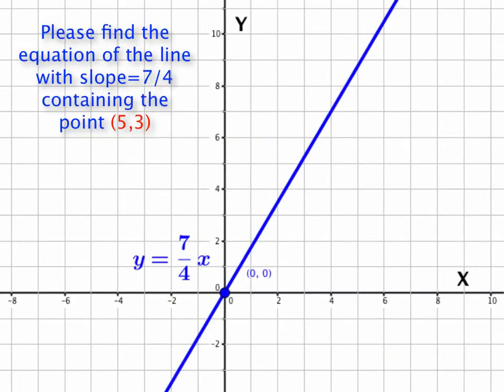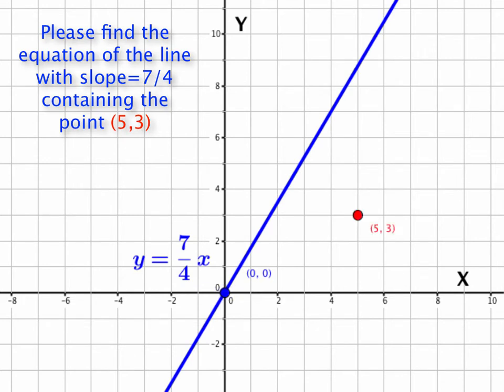All right, last example before we try practicing some on our own. Now let's try to find the equation whose graph will be a line with slope equal to 7/4 containing the point 5, 3. Of course, if we wanted it to go through the origin 0, 0, the equation would be easy. We just have y equals 7/4 x. But now we want it to go through the point 5, 3.